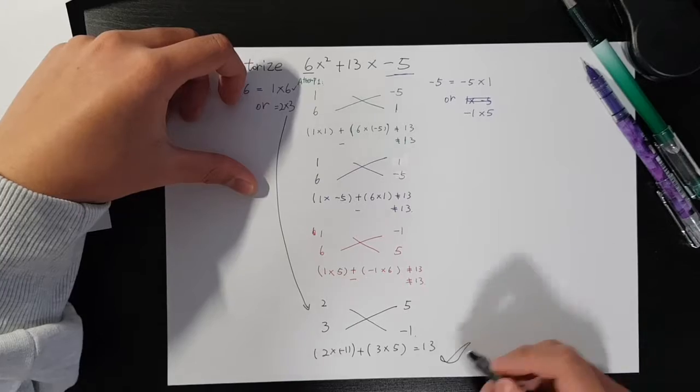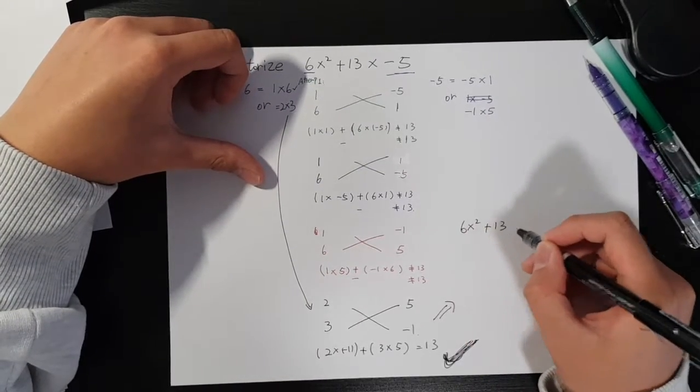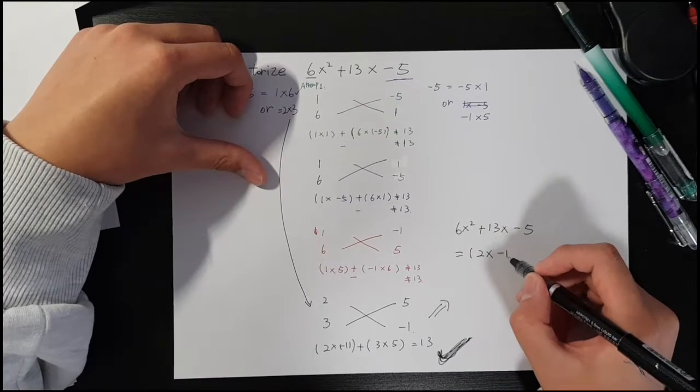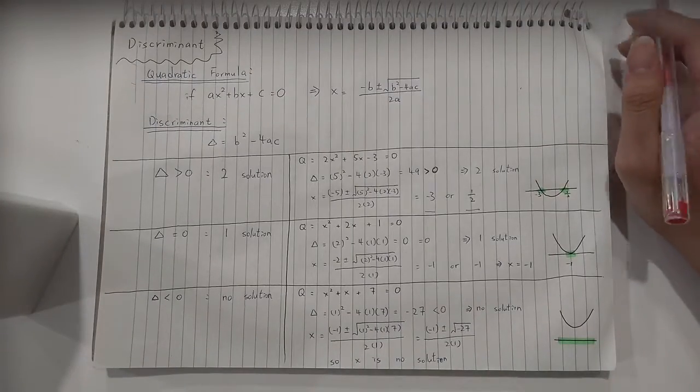And finally, yeah, we got 13. From this point, we can rewrite our equation: 6x squared plus 13x minus 5 equals (2x minus 1) times (3x plus 5).